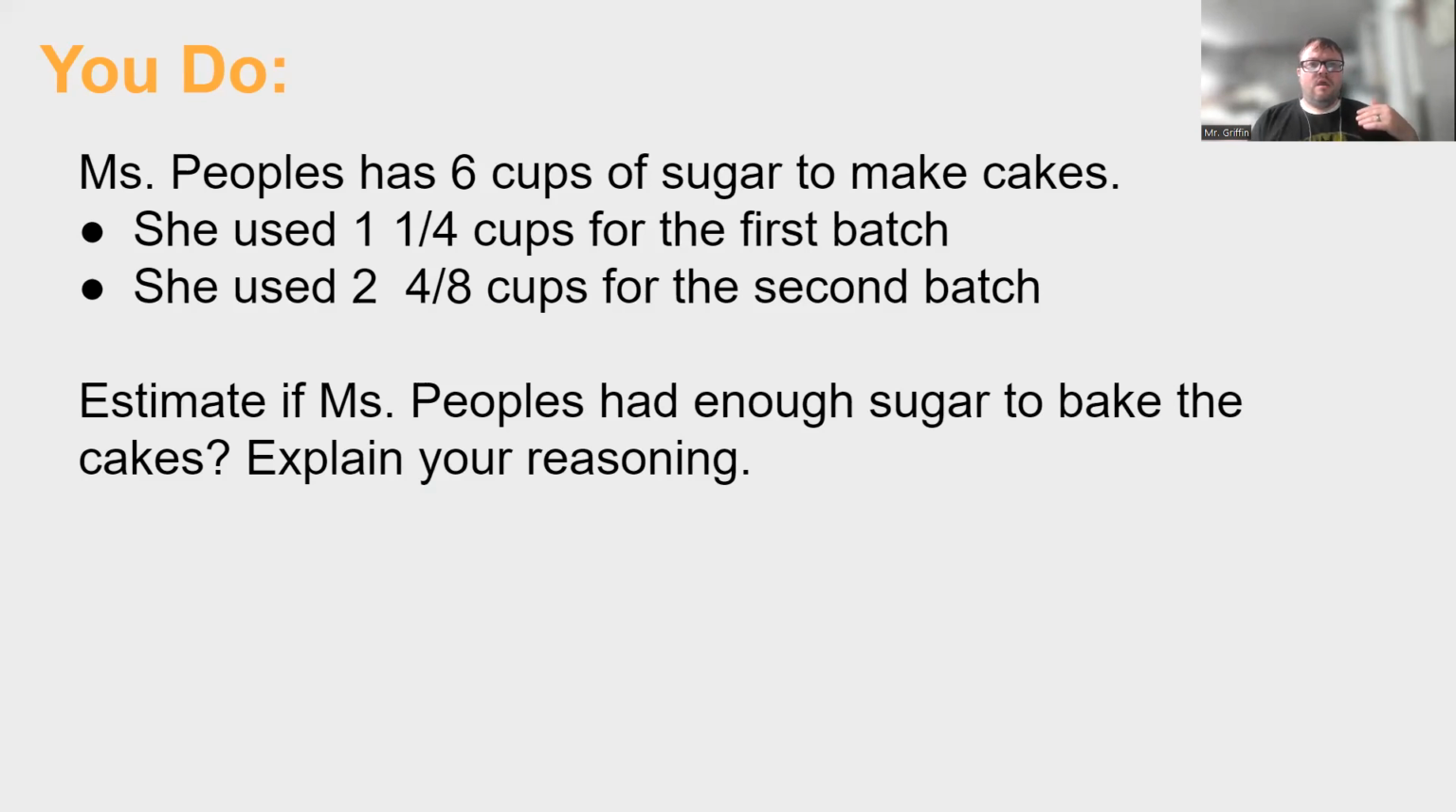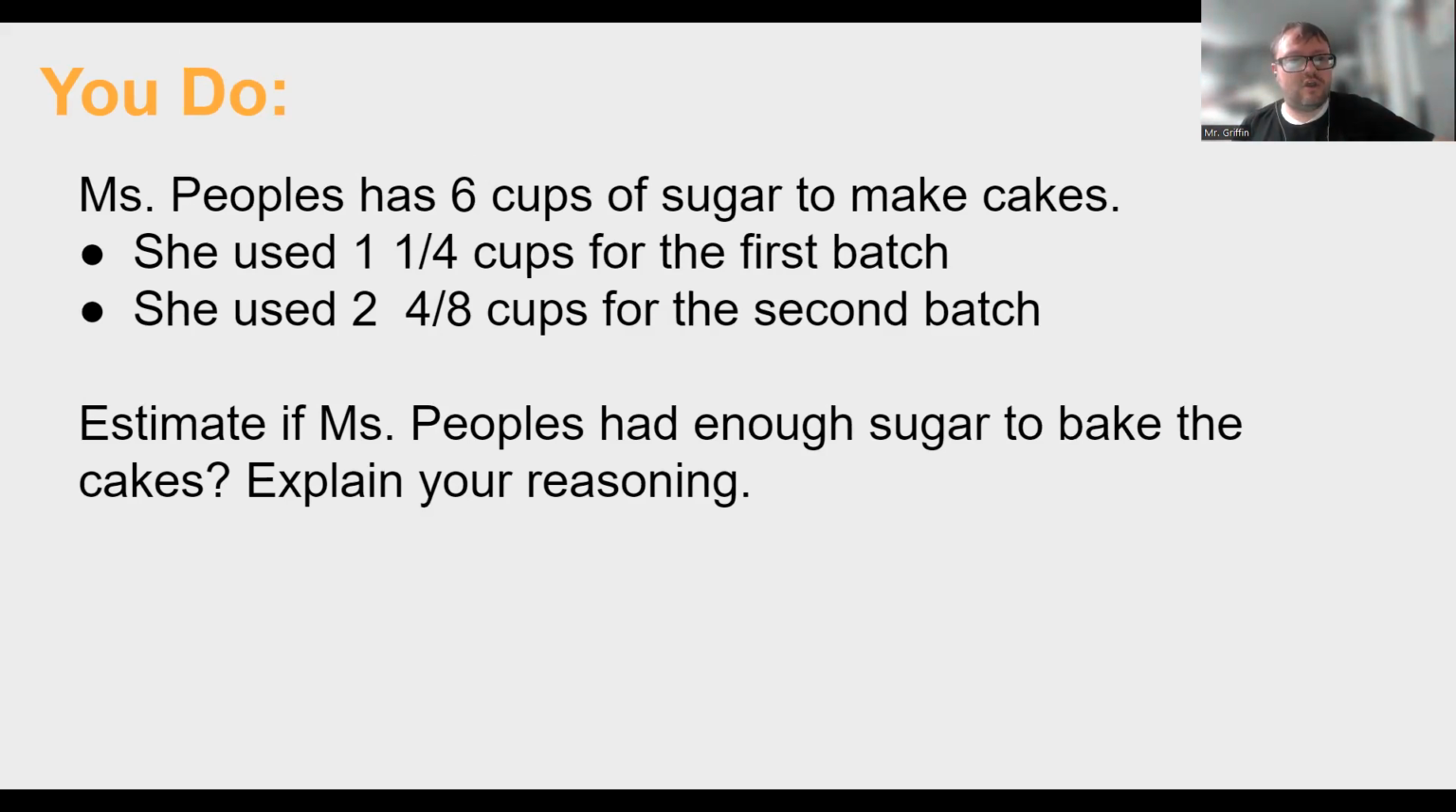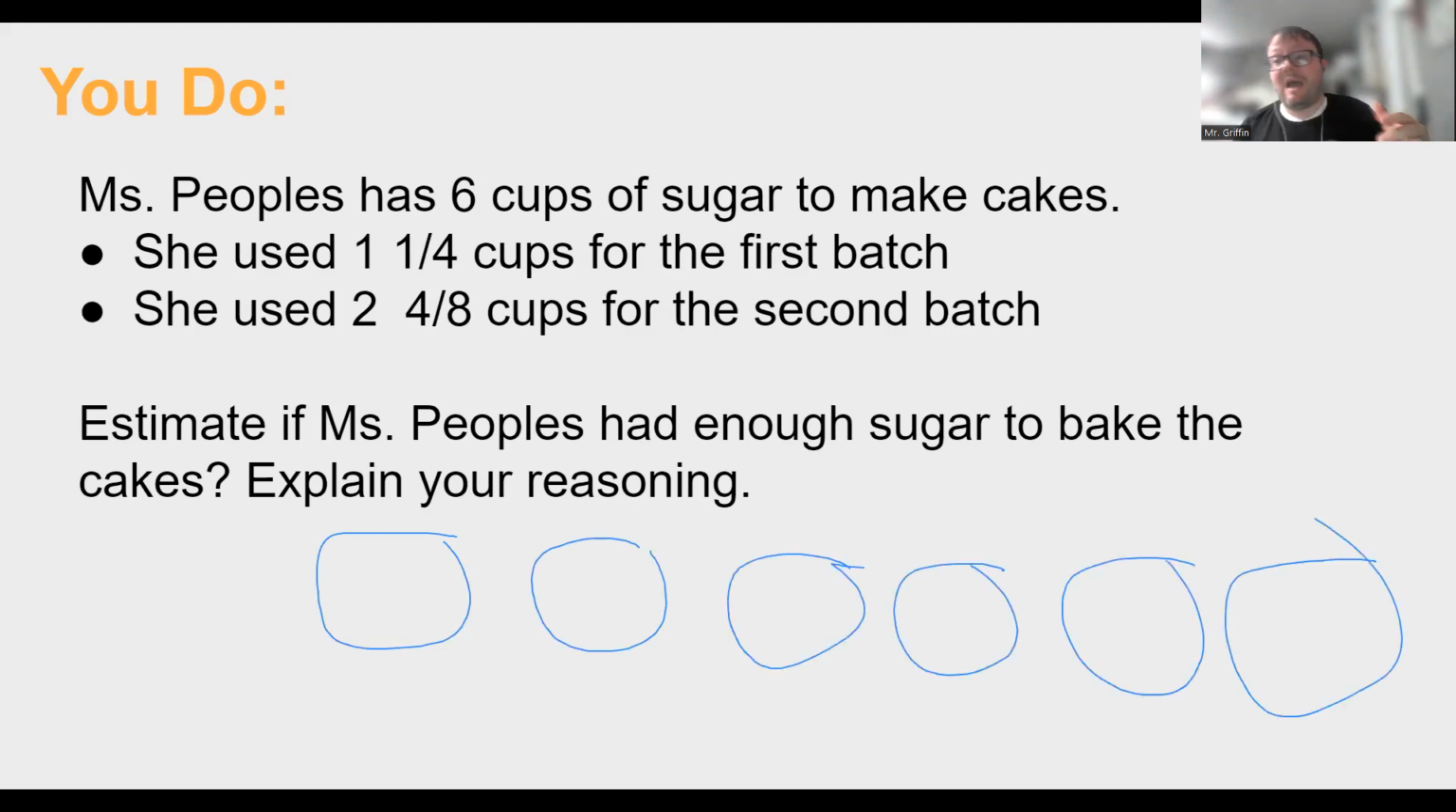All right. So, first thing I would do in solving this problem, I see that she has 6 cups of sugar. So I'm going to go ahead and draw 1, 2, 3, 4, 5, 6 boxes to represent my 6 cups. Now, I see that she needs 1 1/4 for the first, 2 4/8 for the second. So right there, I see this 1 and 2. That tells me she definitely needs 3. So 1, 2, 3. Just took away 3 cups.